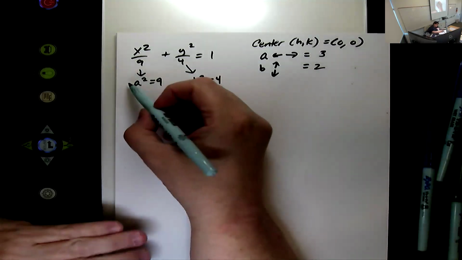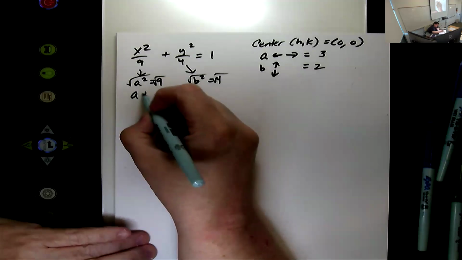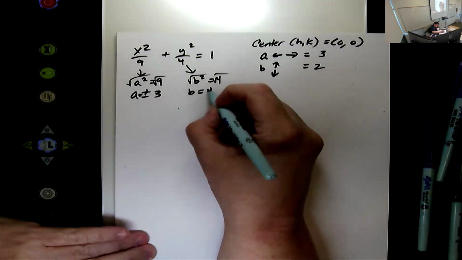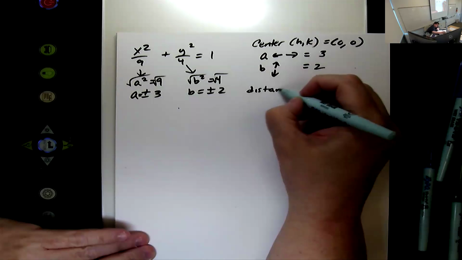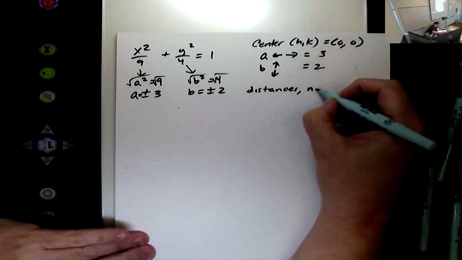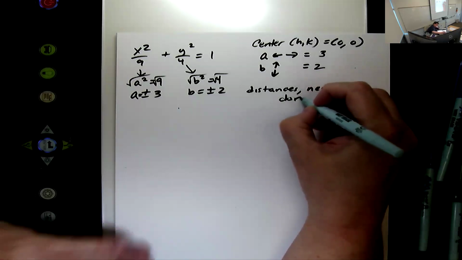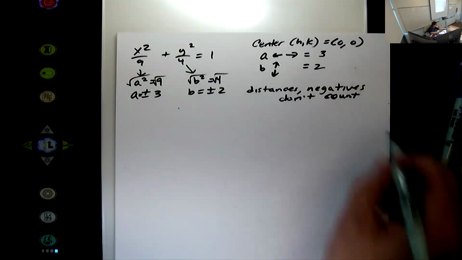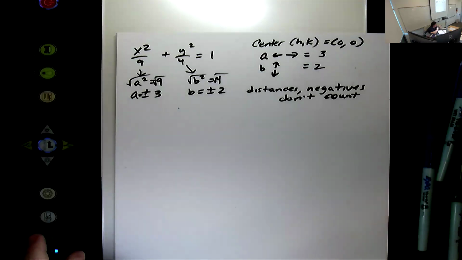We take the square root. We get A equals plus or minus 3, B equals plus or minus 2. But these are distances, so negatives don't count. So what would happen if one of these values... I guess it can't be negative. Not for an ellipse.